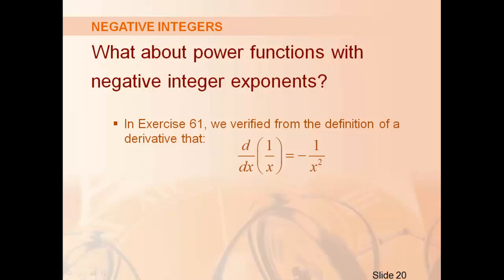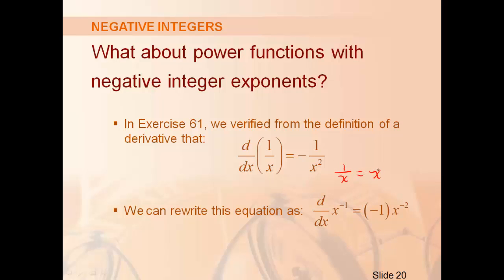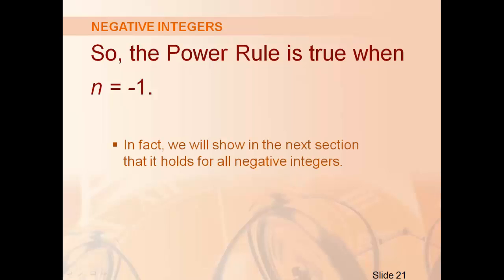In exercise 61, we verified from the definition of the derivative that the derivative of 1 over x was negative 1 over x squared. Notice that you can write 1 over x as x to the negative 1, so it appears that the power rule is still working because we bring our negative 1 exponent down, and when you decrease negative 1 by 1, you'll get an exponent of negative 2. And we could rewrite this as negative 1 over x squared. So it appears that the power rule works whether n is a positive integer or a negative integer. In fact, in the next section, we're going to show that it holds for all negative integers.